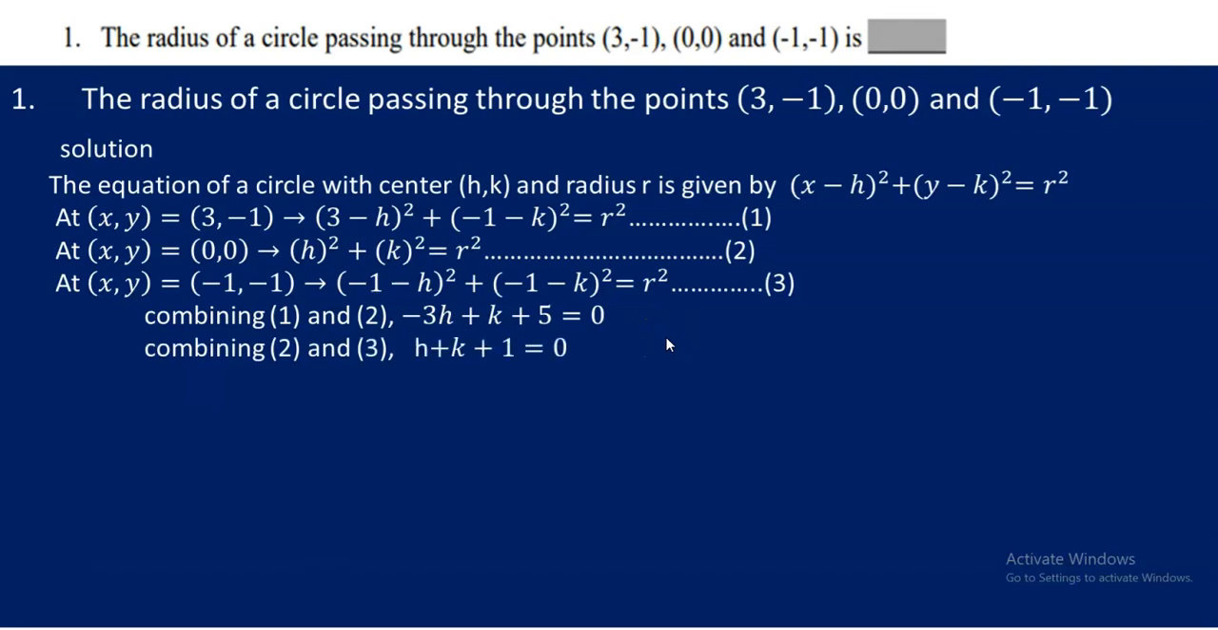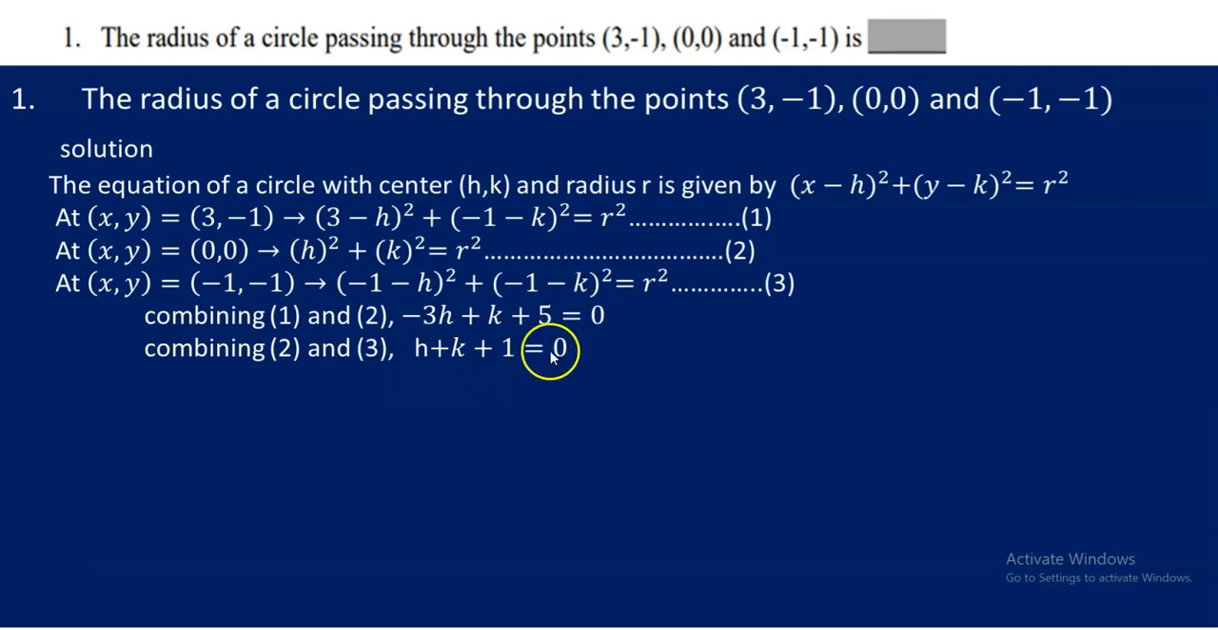Similarly, combining 2 and 3, guys. If you combine 2 and 3, it has been said that this is equal to r², but r² is again the same as h² + k². So in place of this r², copy and paste h² + k² over here, and simplify this. As I explained for the combination of 1 and 2, you will again obtain h + k + 1 = 0 by combining 2 and 3.